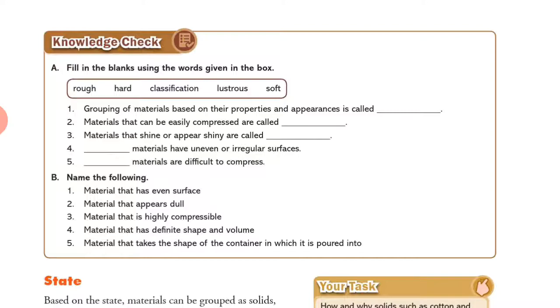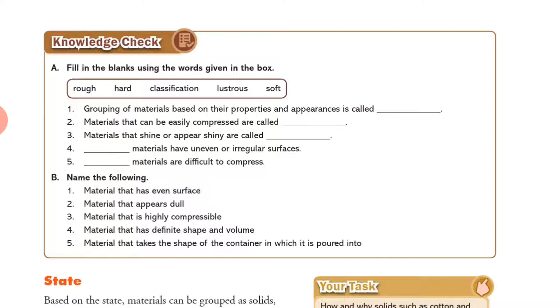Options are rough, hard, classification, lustrous and soft. Grouping of materials based on their properties and appearance is called, we have studied this, the very first definition of this chapter, classification. Got it? So in the first fill in the blank we will fill out classification, right? Okay, let's move to next one.